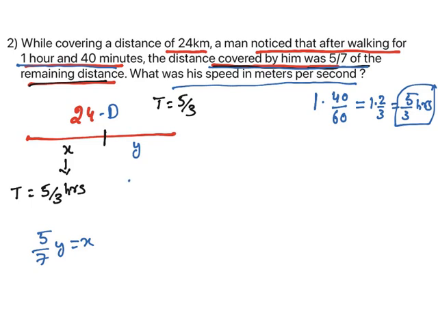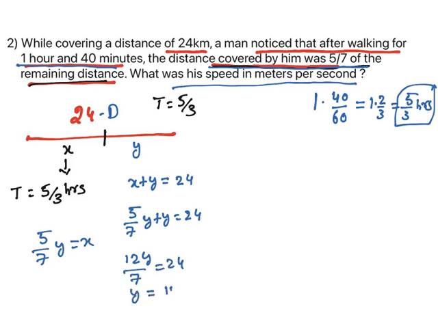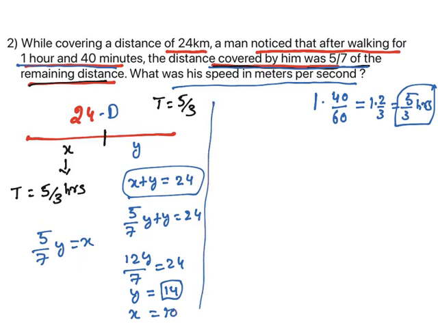Now, let us understand the total distance x plus y is given as 24 kilometers, right? What is x here? 5 by 7 y. And then x plus y is equal to 24. And how much does it become? 12y by 7 equal to 24, or y equal to 14. If y is equal to 14 and x plus y is 24, what would be x? x is 10. So this is what we did.